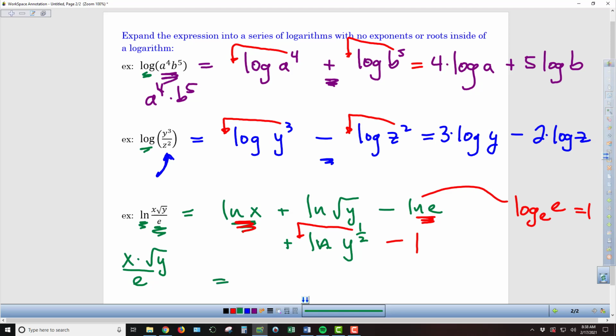So our final result here, I've got natural log of x, and then plus, I've brought this 1/2 exponent to the front, so I have 1/2 times the natural log of y, and then after simplifying, we just have a minus 1 on the back end to finish it out.